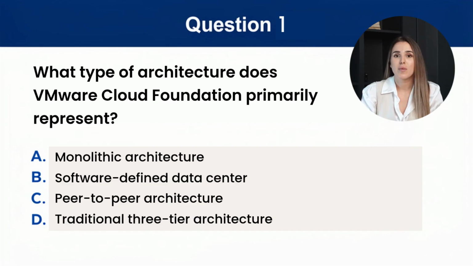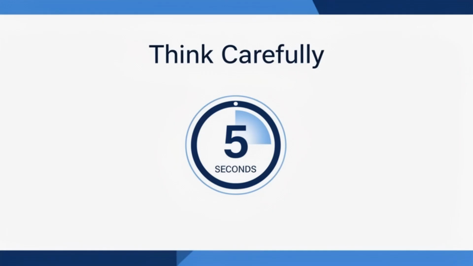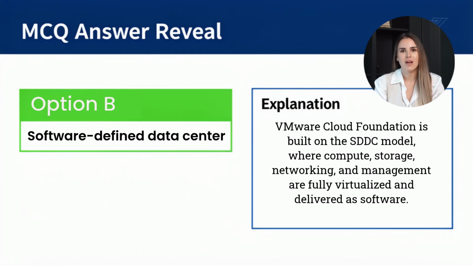Question 1. What type of architecture does VMware Cloud Foundation primarily represent? A. Monolithic architecture. B. Software-defined data center. C. Peer-to-peer architecture. D. Traditional three-tier architecture. Pause and focus on how VMware abstracts infrastructure. The correct answer is B. Software-defined data center, SDDC. VMware Cloud Foundation is built on the SDDC model, where compute, storage, networking, and management are fully virtualized and delivered as software.